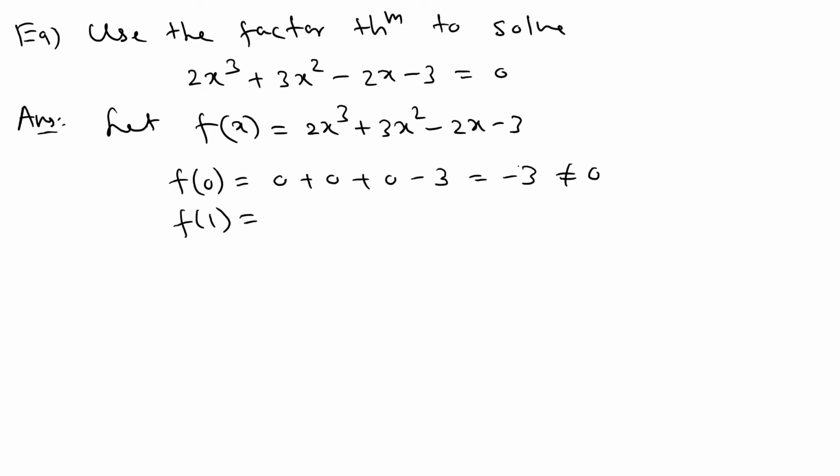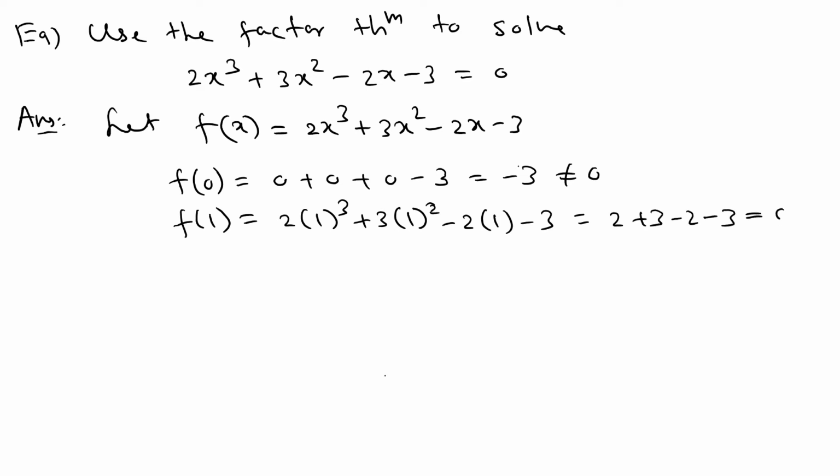Let's do f(1). So let's plug in 1. When you plug in 1, it is 2 times 1 cubed plus 3 times 1 squared minus 2 times 1 minus 3. Some steps are not necessary, but I'm writing everything because this is the first example. So you're going to get 2 plus 3 minus 2 minus 3. You can see that it is 0. So the factor theorem says that x minus 1 is a factor.